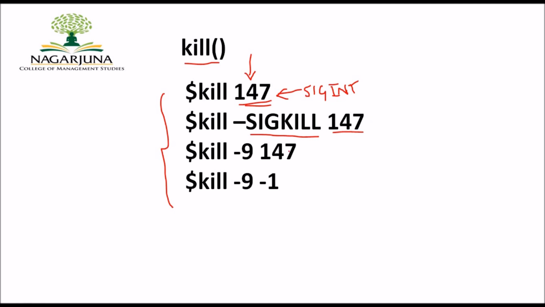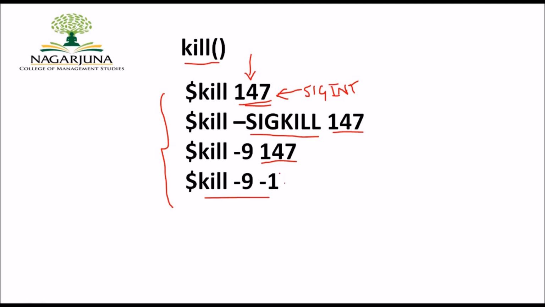The same thing can also be achieved with the help of its signal number. The signal number for SIGKILL is 9, so we make use of -9 here. So -9 represents initiating a signal called SIGKILL, that means to terminate or kill your process without making any changes, whose process ID is 147.